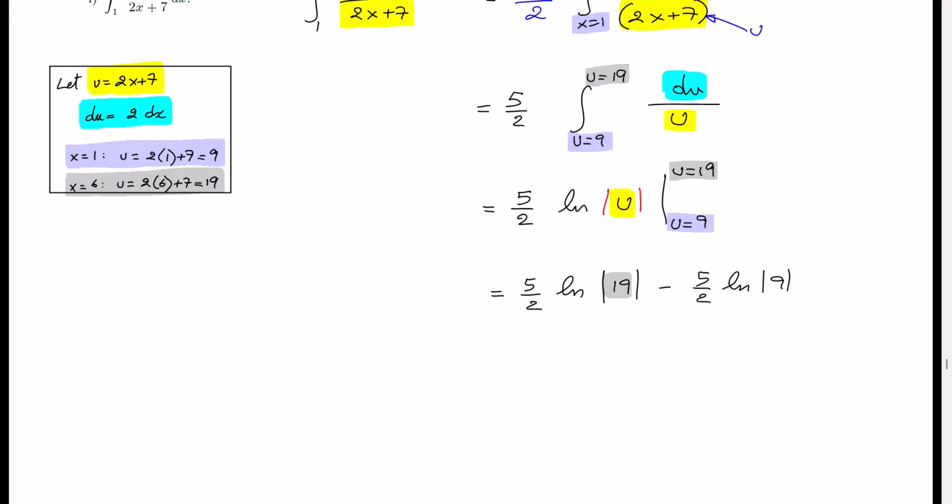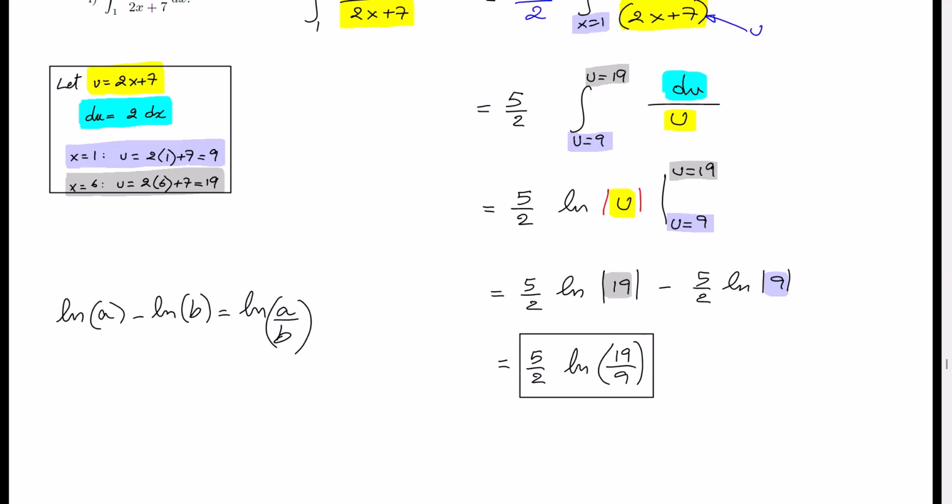And there's not much I can do here. The only thing I could do is maybe use some advanced algebra techniques to make this answer look prettier, but it does not look much better. So there's a formula that says ln of a minus ln of b is equal to ln of a over b. I can use that formula to put the 19 and the 9 together as a fraction. So I can write it like 5/2 ln of 19 over 9. And I don't need absolute values anymore because both 19 and 9 are positive, so I can leave it without the absolute values and just write that instead.